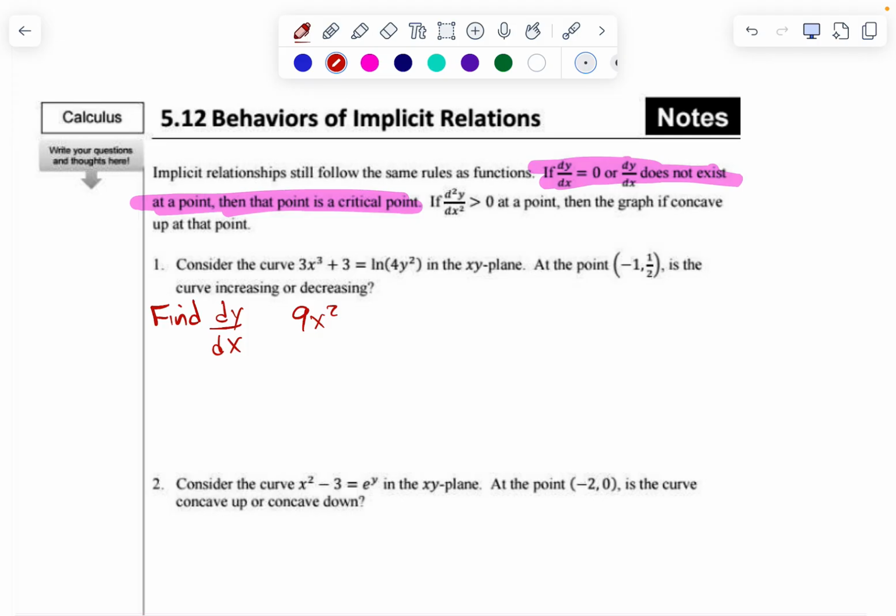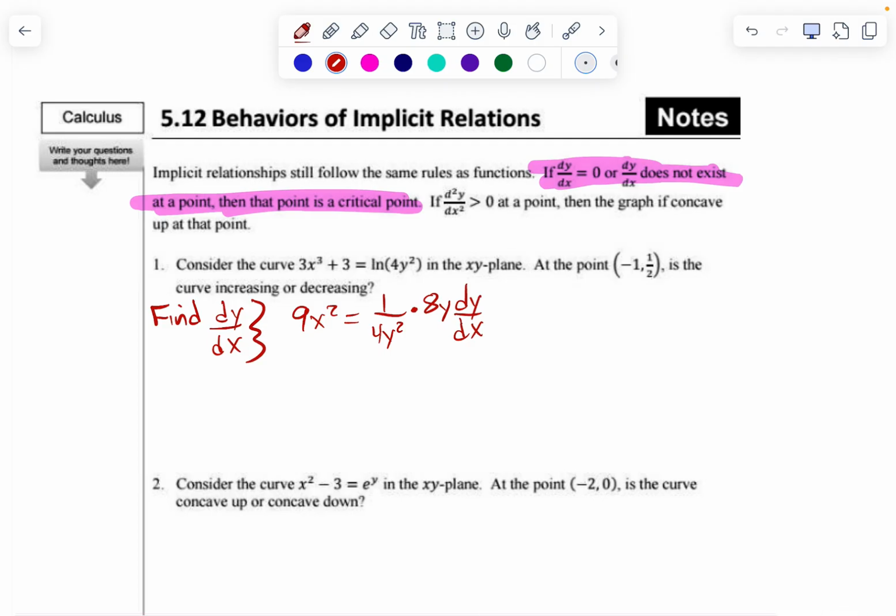What's the derivative of 3? 0. What's the derivative of natural log? 1 over, in this case, 1 over u, so 1 over 4y squared. What's the derivative of 4y squared? 8y dy dx. Good. And it's times, not plus or anything like that. Okay, so dy dx is not alone, but it's showing at least. We can see it.